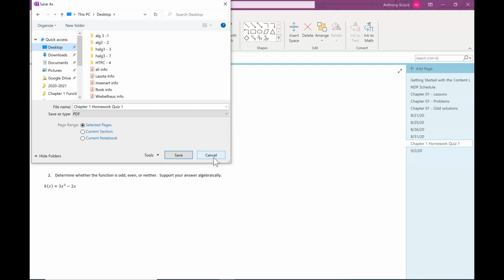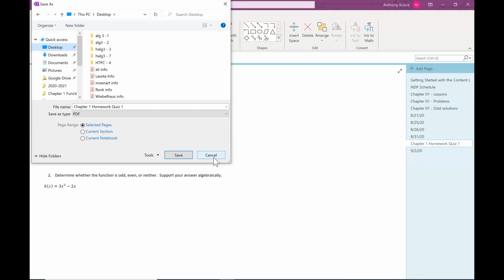In general, from here on out, if we're turning anything into the PowerSchool Dropbox, I'd like it as a PDF file. It makes it easier for me when I'm grading things and passing things back if I have the same file format from everybody.